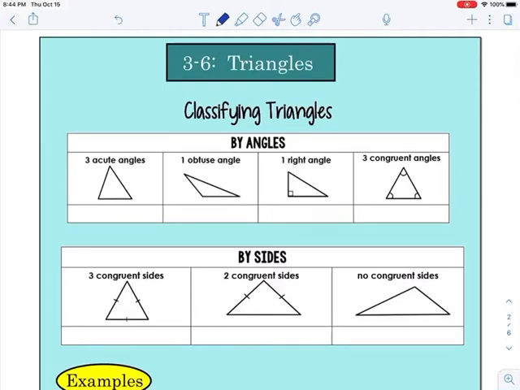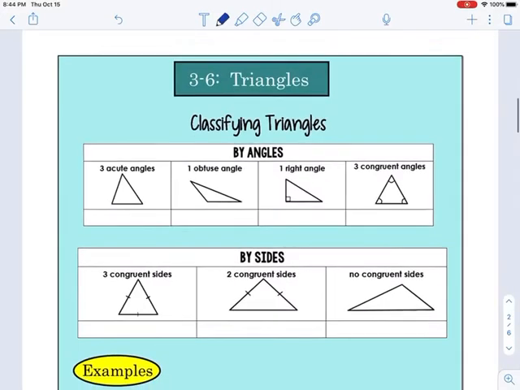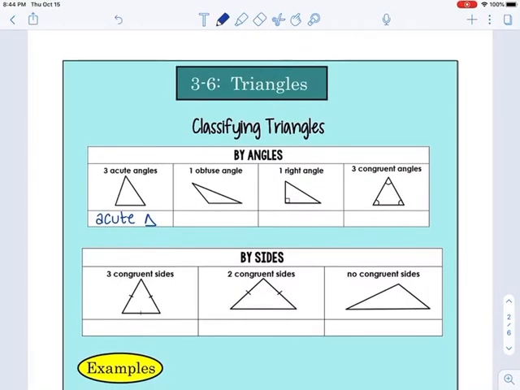3-6 is all about triangles. The first thing that we're going to do is classify triangles in two different ways. The first way that we're going to classify them is by angles. If you have 3 acute angles in a triangle, remember acute means less than 90. So if you have 3 angles in a triangle that are all less than 90 degrees, that's called an acute triangle. If you have 1 angle that's obtuse, that's going to be an obtuse triangle.